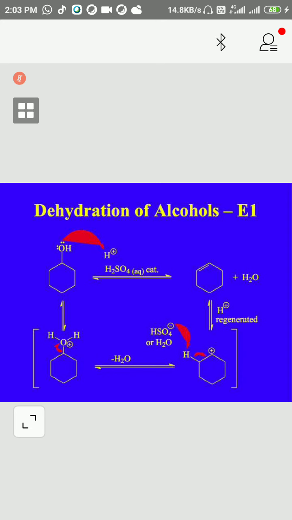This positive charge is here. If hydride shift takes place, then positive charge will come again. There is no profit, this is not a useful step. So what will happen? The conjugate base of this acid will take this H as H plus and this bond will move here and there is formation of cycloalkene.